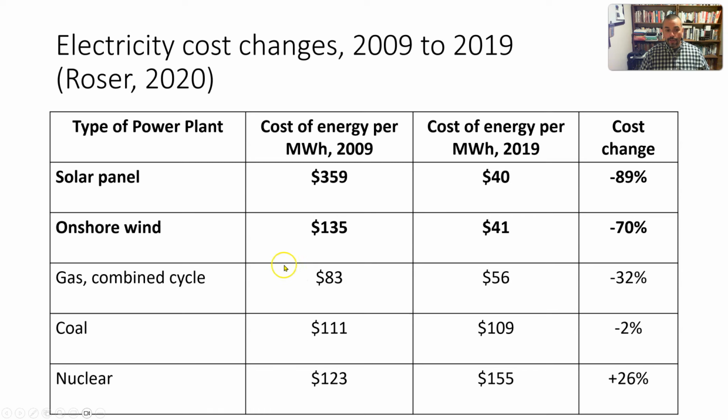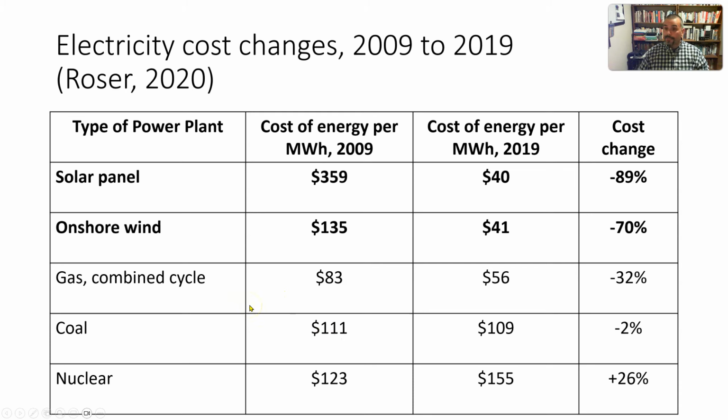What we see with solar panels and wind turbines that are placed on the land is that they got a lot cheaper. The cost of generating electricity from these sources per megawatt hour decreased by about 90% in the case of solar and by 70% in the case of wind. So solar panels and wind turbines are getting much, much cheaper, and as a result, the electricity that they're generating is getting much cheaper as well.